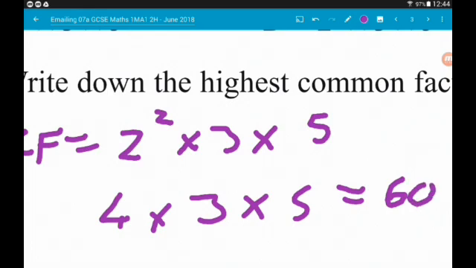Don't forget this is a calculator paper. If it's tricky, make sure you use your calculator.